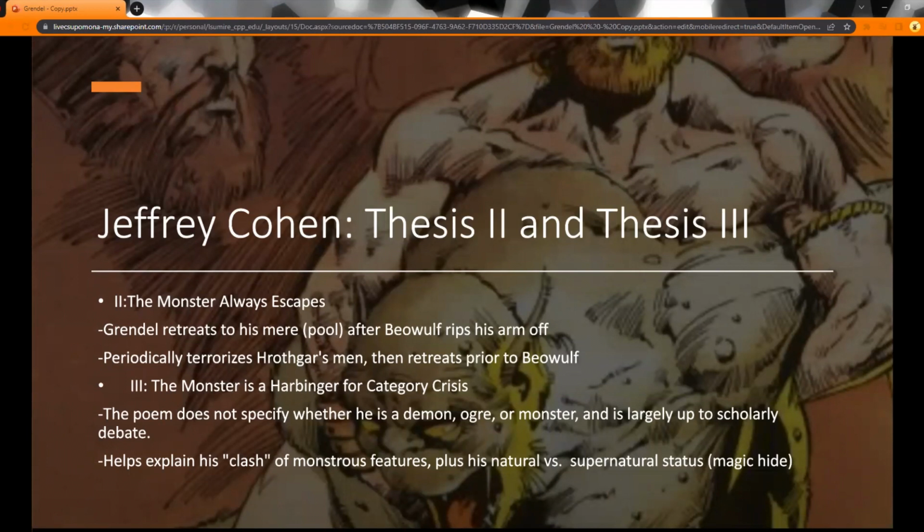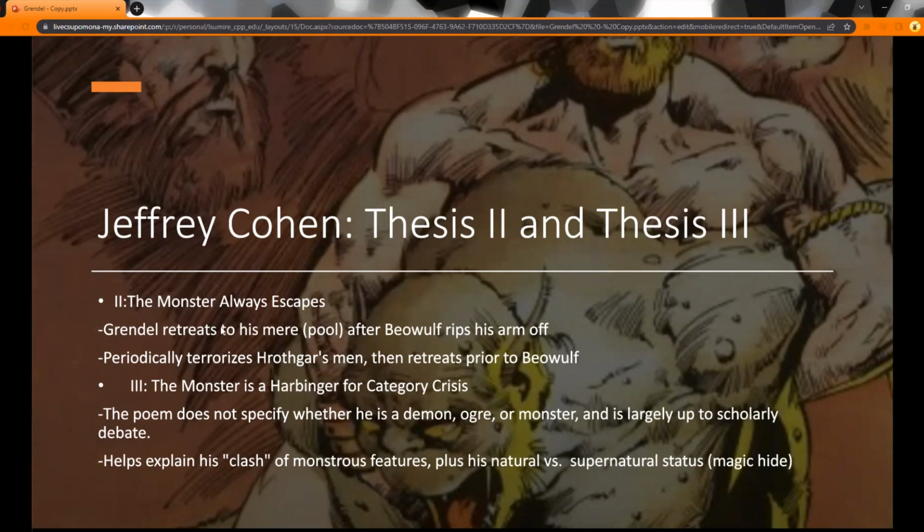By now, we should have all of his theories memorized, but for the sake of this context, I'm going to go with thesis 2 and 3, even though I can frankly make a case that Grendel fits all 7 of his theses. But I'm going with 2 and 3, mostly because for thesis 2, the monster always escapes. Pretty obvious. The first example, when Beowulf rips his arm off, he goes back to his lake and hides. And even before Beowulf shows up, he would always terrorize Hrothgar's men as much as he liked, and then retreat back to wherever he was.